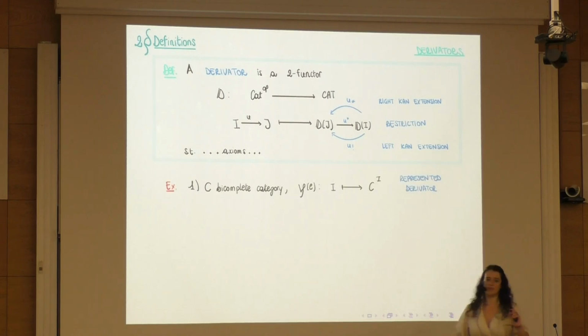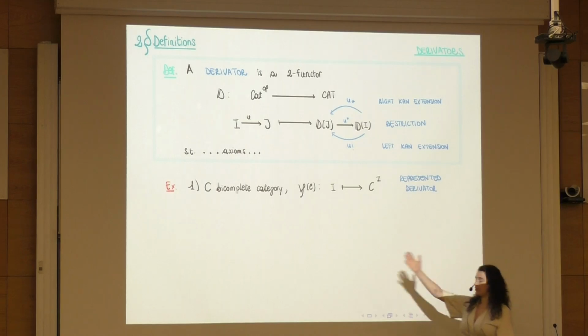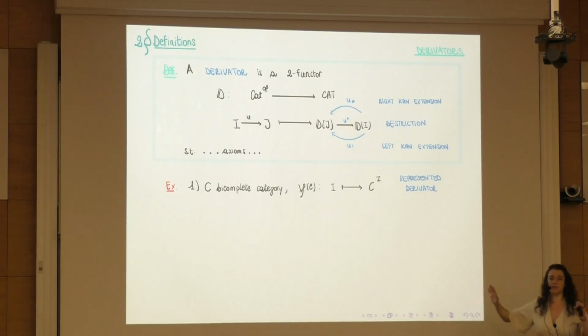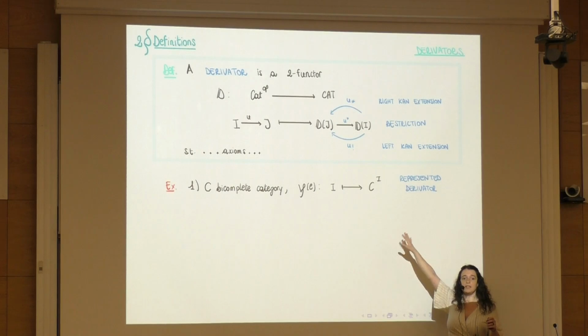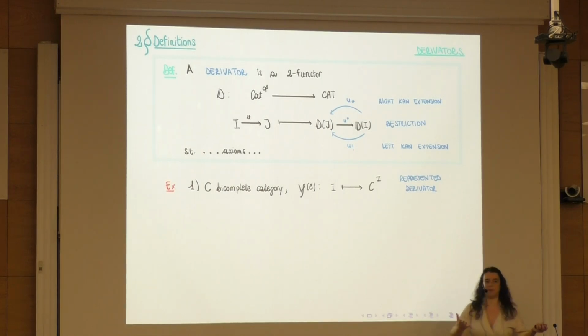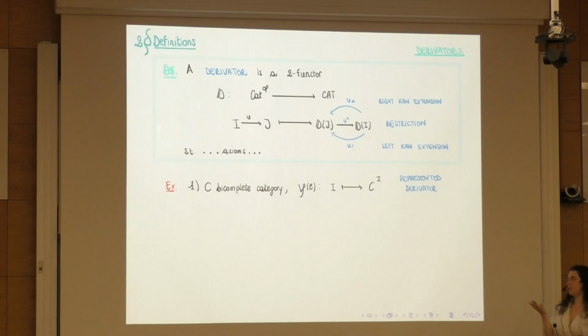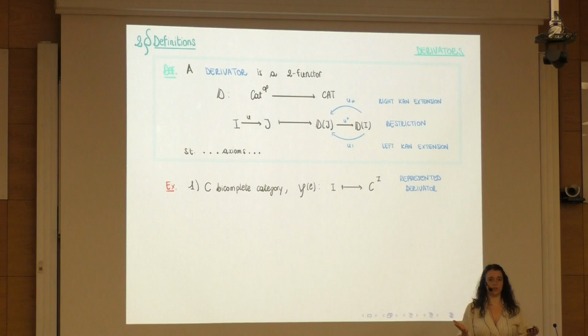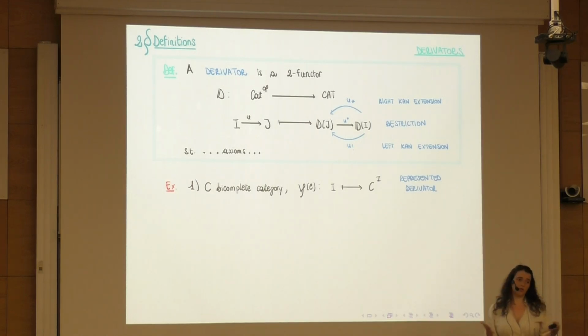The example which gives the best intuition, I believe, is the represented derivator. It's represented by a bicomplete category C, and it sends a small category I to the functor category from I to C. So the idea here is that we are really looking at I-shaped diagrams in the category C. This is what you can keep in mind to think about derivators. In this case, if you take the restriction and compute the left and right Kan extensions, you recover the classic notion of left and right Kan extensions. And since C is bicomplete, you know that they always exist. So here we actually have a derivator.